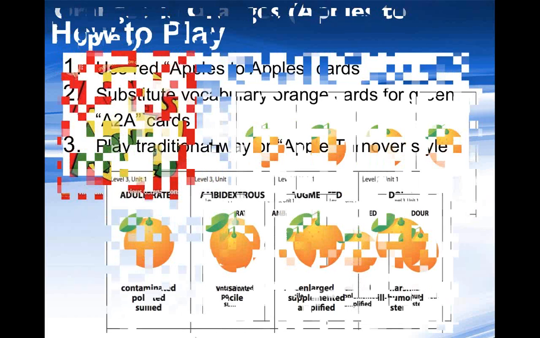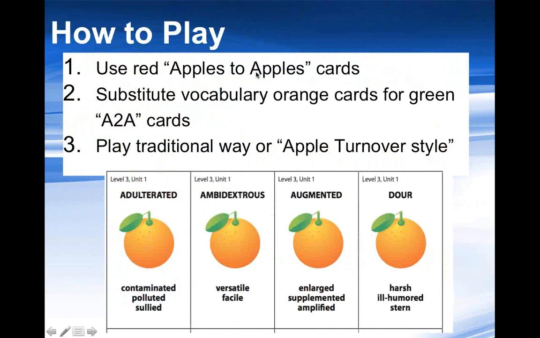And then, how do you play it? You still use the red Apples to Apples cards. If you don't have a set, you can find one at Goodwill. They're at Target. You can ask someone to bring in a set if that works. Then you substitute the vocabulary orange cards that your kids have made for the green cards. There are directions in Apples to Apples. I'm not going to go through those directions with you. I didn't always know how to play when I gave it to my kids, but they inevitably would figure out how to play.